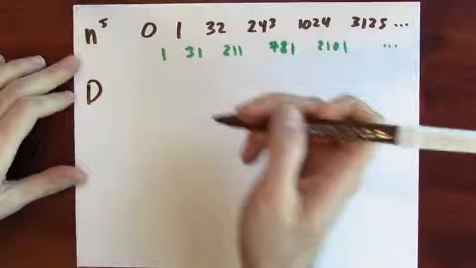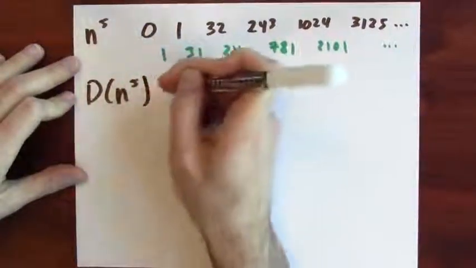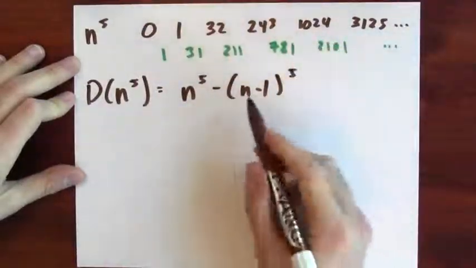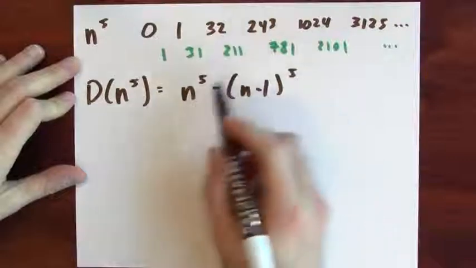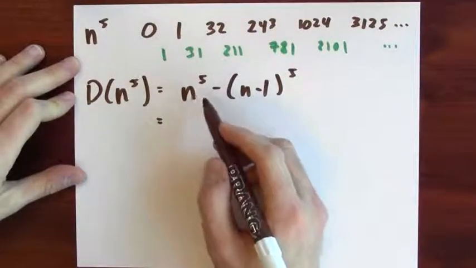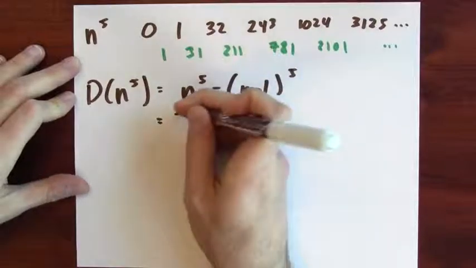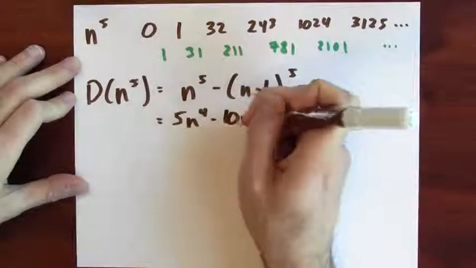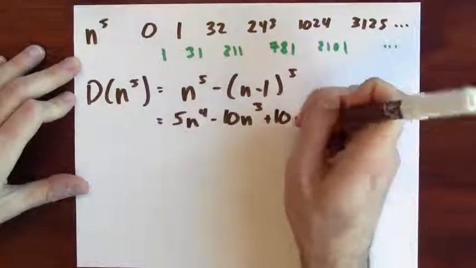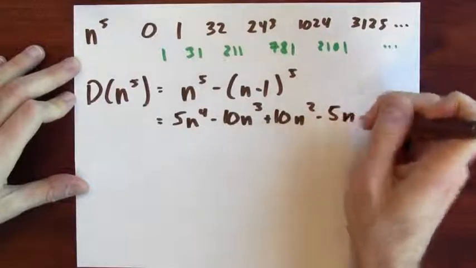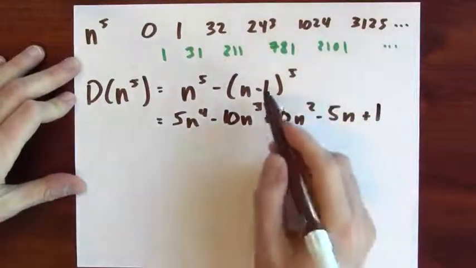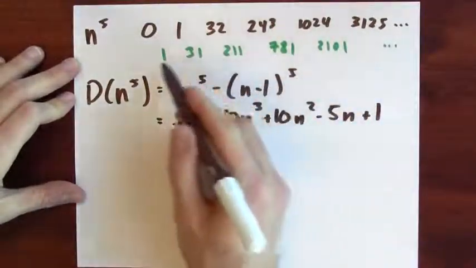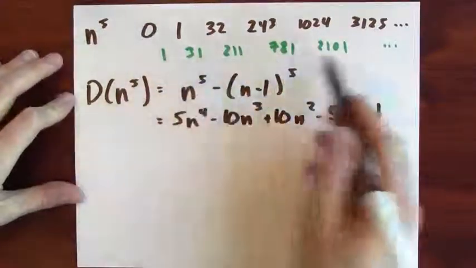So I'll write the differences between the fifth powers. Well, that's n to the fifth minus the previous fifth power, so minus n minus 1 to the fifth. And then I could expand this out. I could take n to the fifth minus this thing expanded, and I'd get 5n to the fourth, because the n to the fifth will cancel, minus 10n cubed plus 10n squared minus 5n plus 1. Right? And the plus 1 comes from subtracting a minus 1 to the fifth. Okay, so that formula there gives these green numbers. It's the differences in the fifth powers.